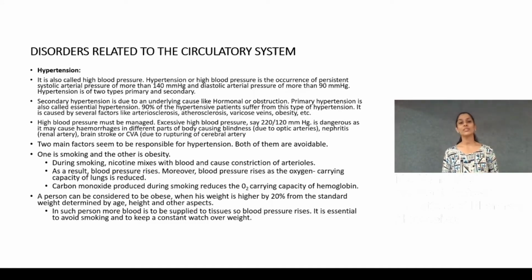Two factors responsible for hypertension are, first, smoking, and second, obesity. Both of them are avoidable. During smoking, nicotine mixes with blood and causes constriction of arteries. As a result, blood pressure rises. Moreover, blood pressure rises as the oxygen carrying capacity of lungs is reduced. Carbon monoxide produced during smoking reduces the oxygen carrying capacity of hemoglobin.